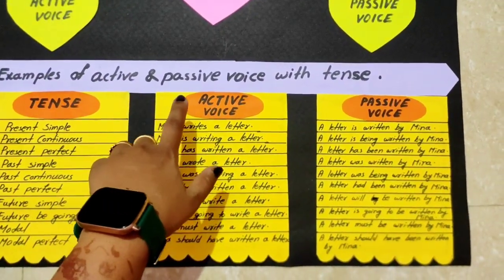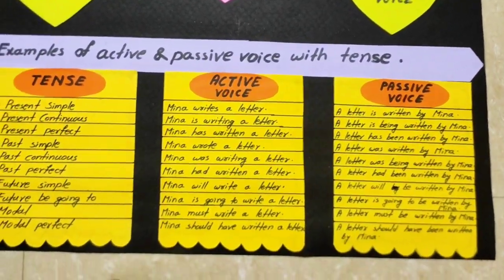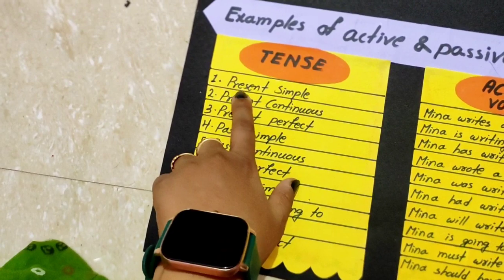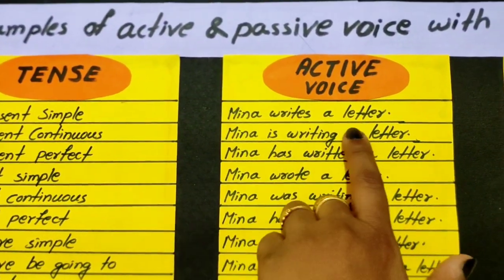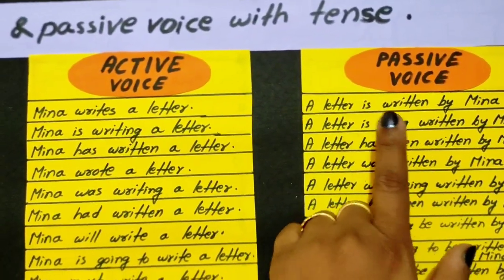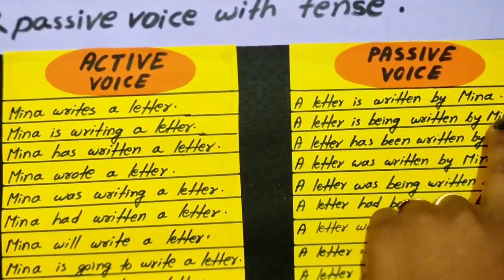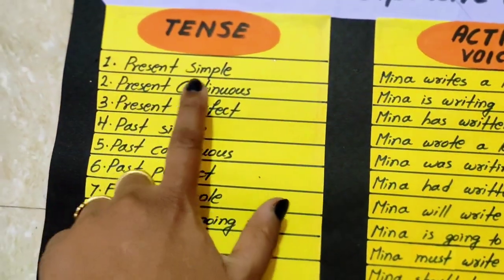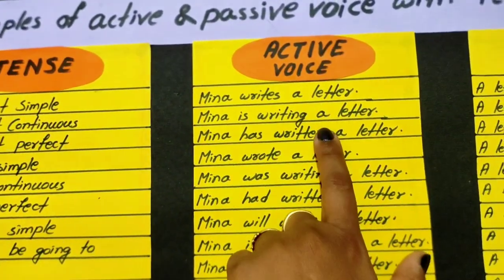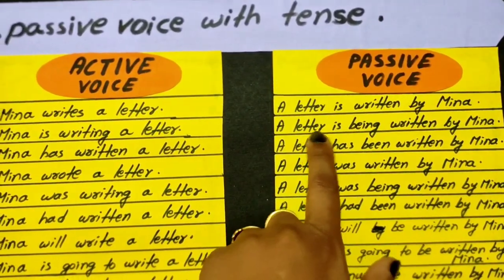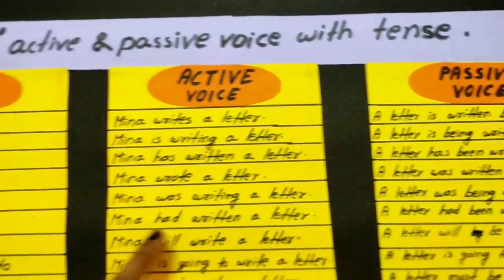Then examples of active and passive voice with tense. In present simple tense, active voice is: Meena writes a letter. Passive voice: A letter is written by Meena. In present continuous, Meena is writing a letter. This is active voice. In passive voice: A letter is being written by Meena.